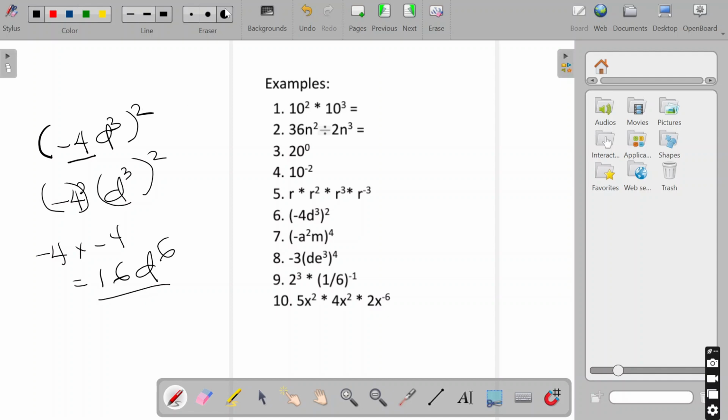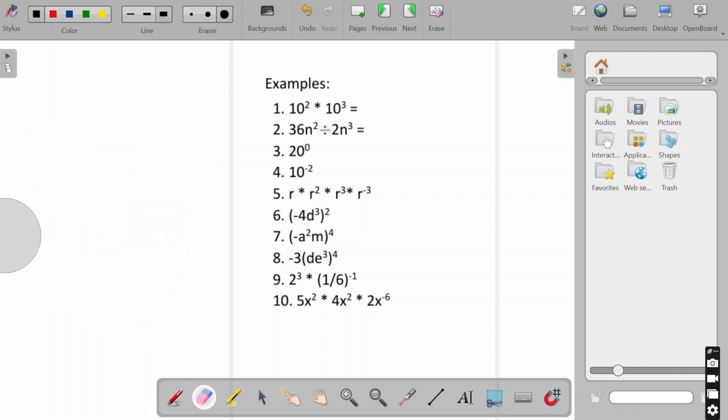So let's go to the next one. The next one is number 7. For number 7, we have numbers in bracket again. We have minus a squared m, raised to power 4. So inside the brackets, we can identify a minus, an a squared, and an m.